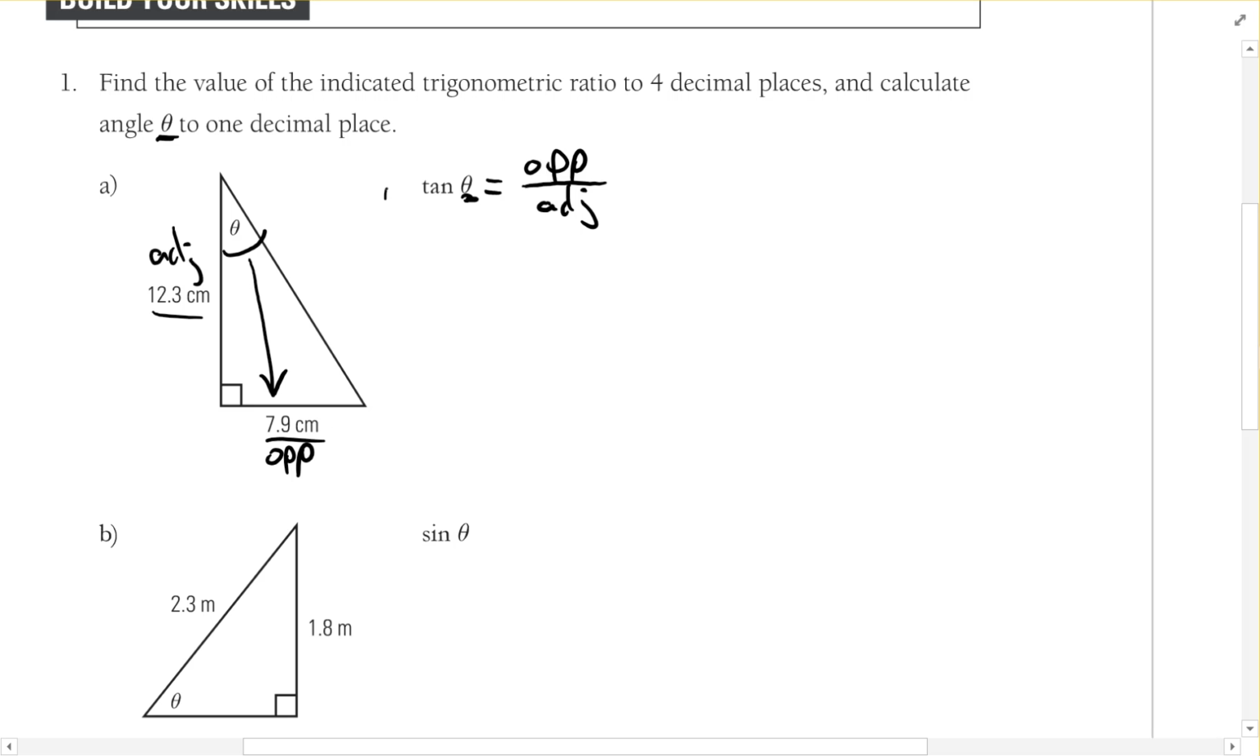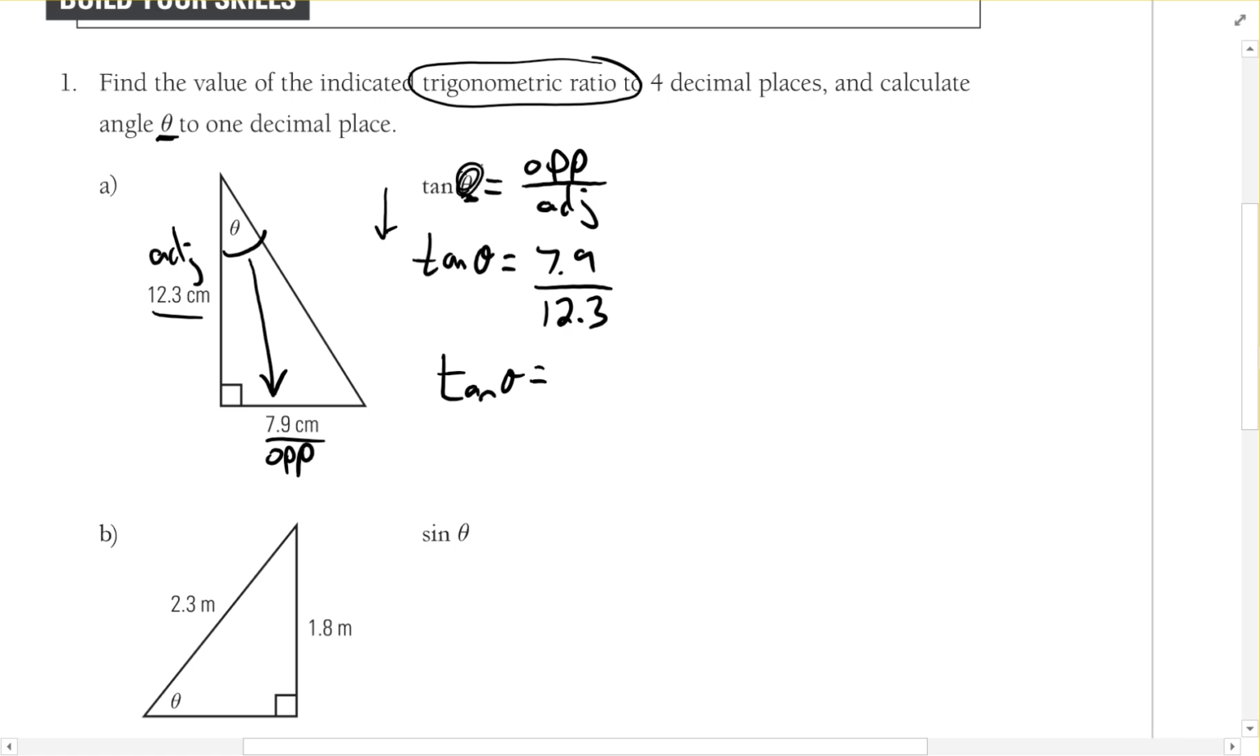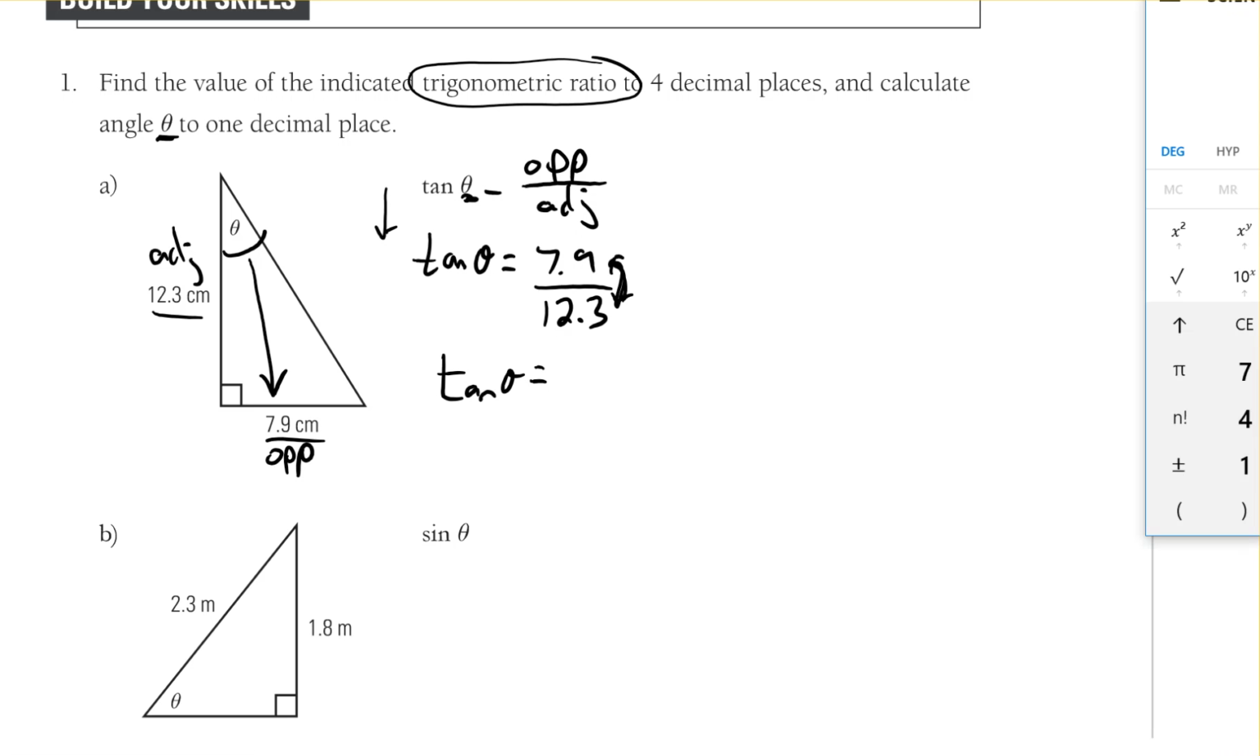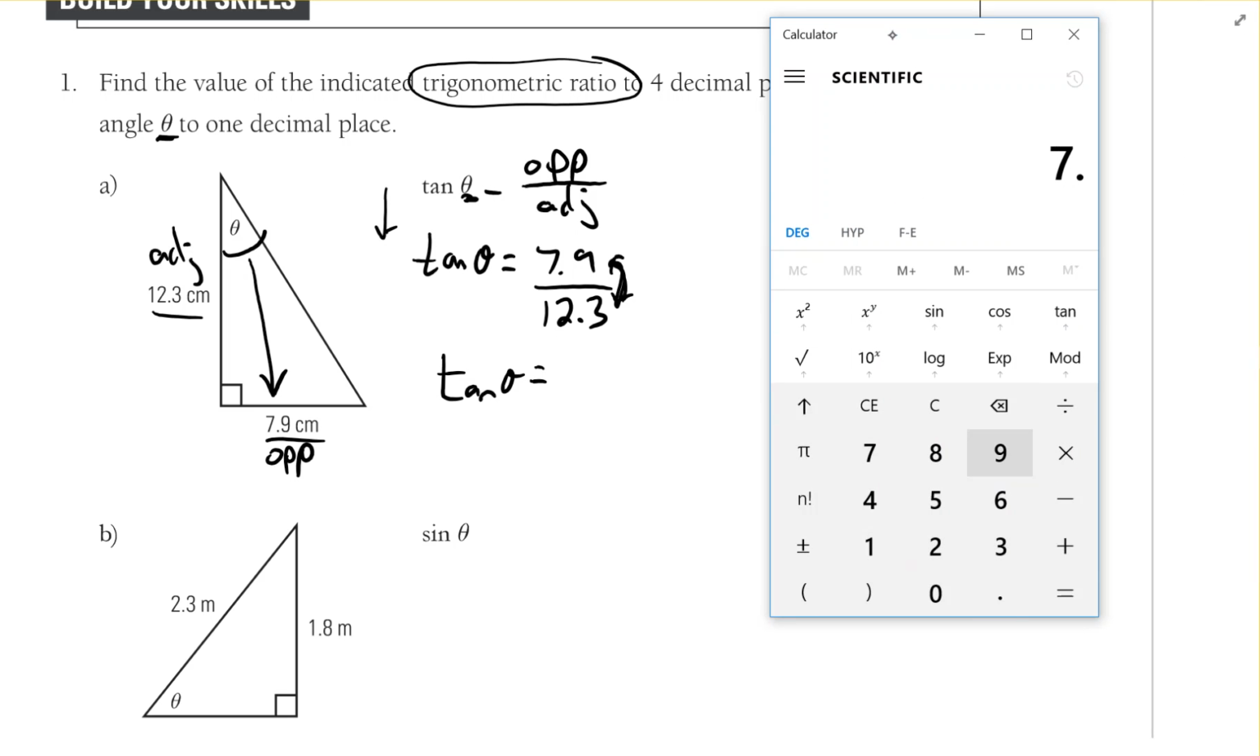So we keep working downward, right, as we're writing this out. We write tan theta is equal to, the opposite was 7.9, our adjacent was 12.3, and then literally just in your calculator, you just need to go 7.9 divided by 12.3. Because the question said find the value of the trigonometric ratio. It didn't say find out what this angle is. We're going to do that in a bit. All we need to figure out is what the decimal of these two numbers divided by each other is. So that's all we're going to do. Just go 7.9 divided by 12.3.